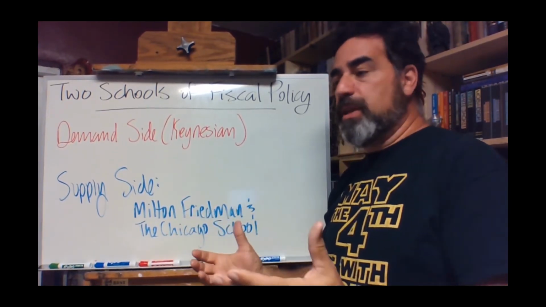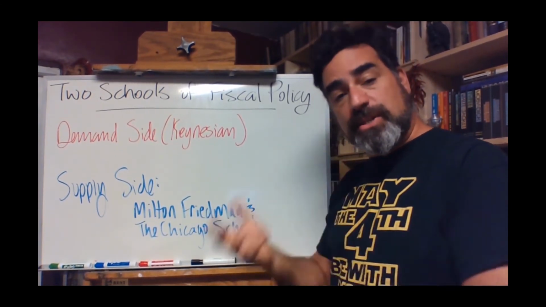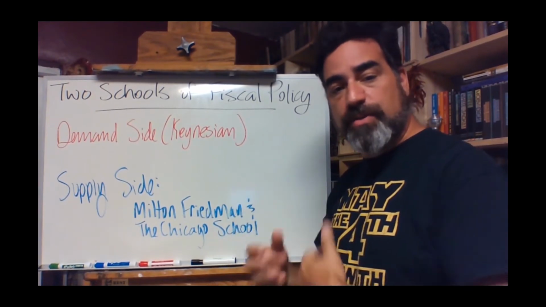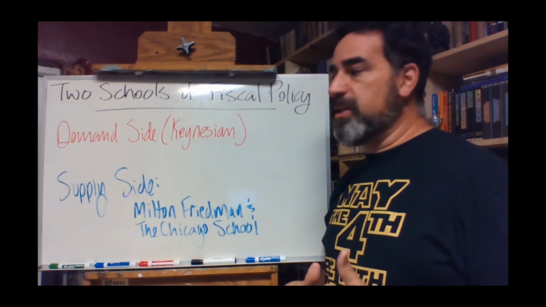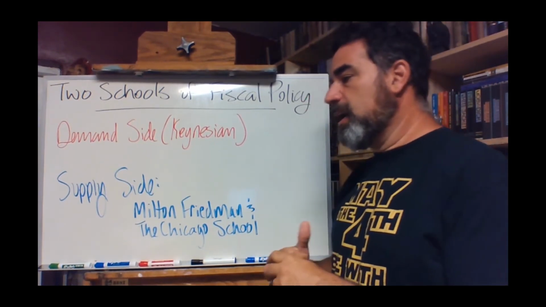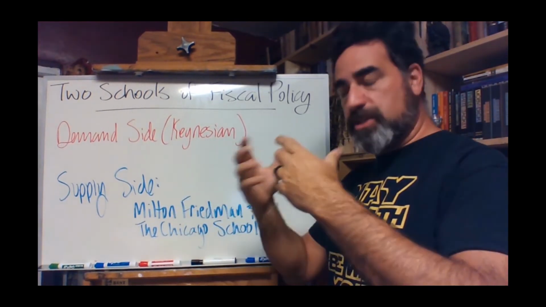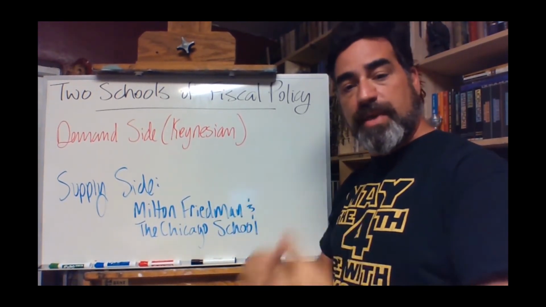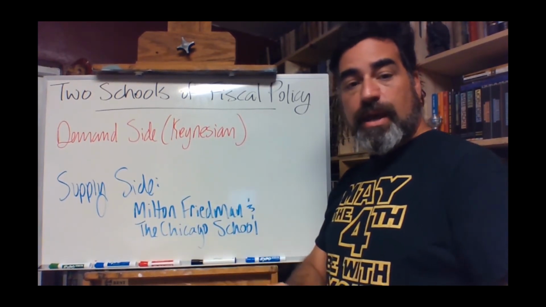It doesn't really matter what they're spending it on. They're spending the money, and that money then becomes part of the aggregate demand. And that's a stimulatory effect, right? The bottom line is that's the demand side. The idea is to stimulate the economy by stimulating demand, putting money in the hands of the people who will spend it.